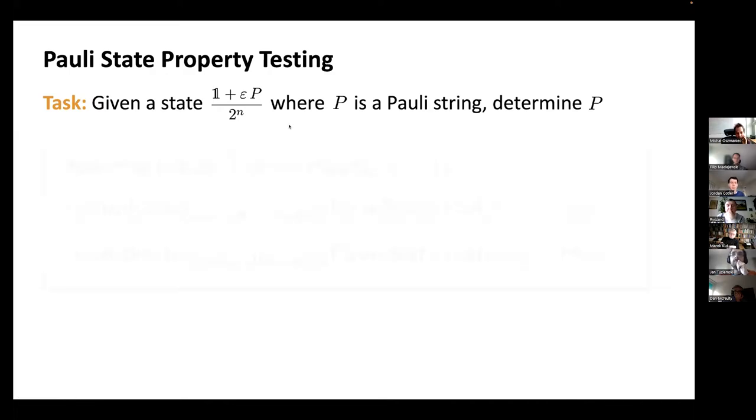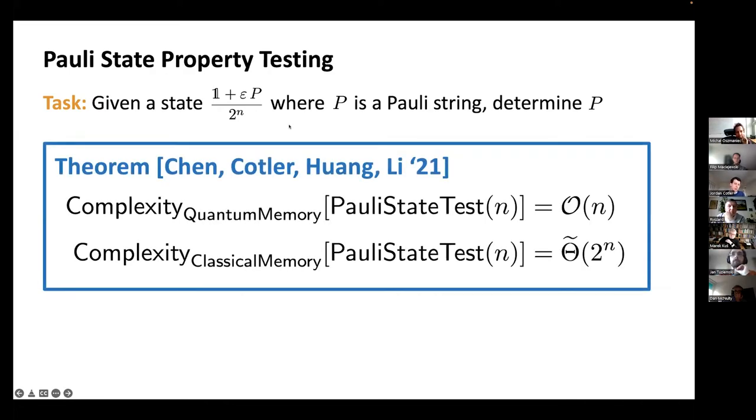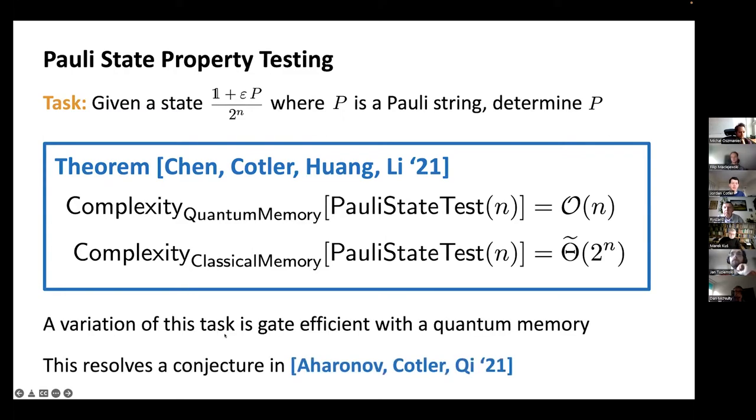We would like to determine the kind of state that we have. So a result in this paper with Sitan Chen, Robert Huang, and Jerry Li from this last year is that if you have a full-fledged quantum computer, you can perform this task in order n measurements. But up to log factors, in the conventional setting, you require exponentially many measurements in order to do so. So this is a more sophisticated proof. And it turns out that a variation of this task is gate efficient with a quantum memory. So you can actually do this task in practice.